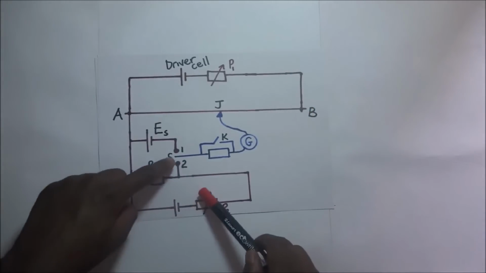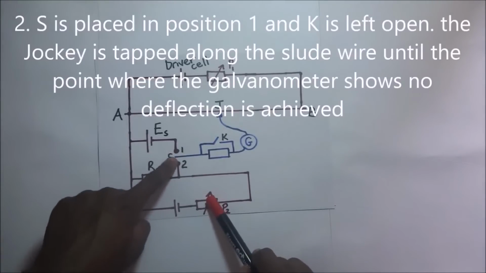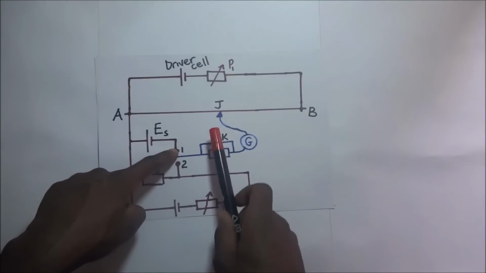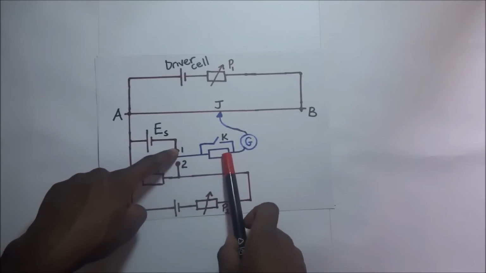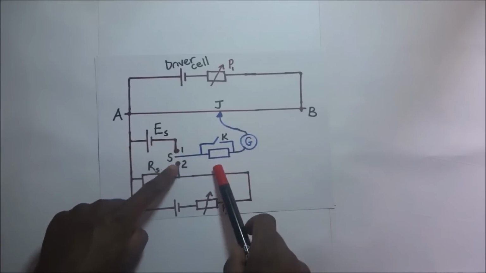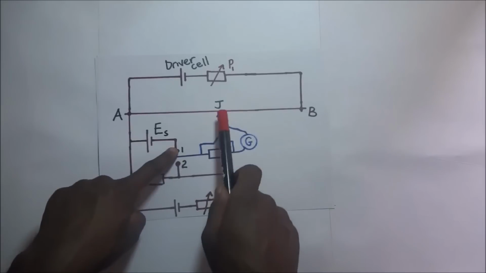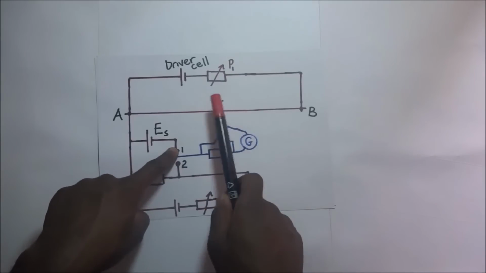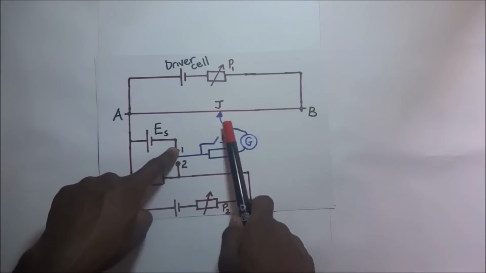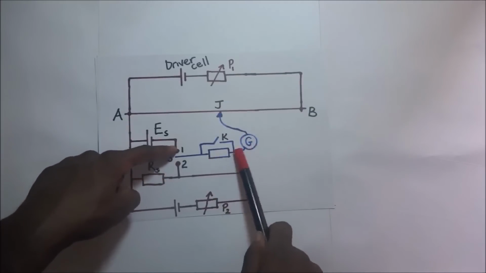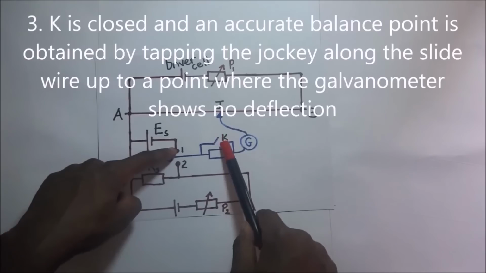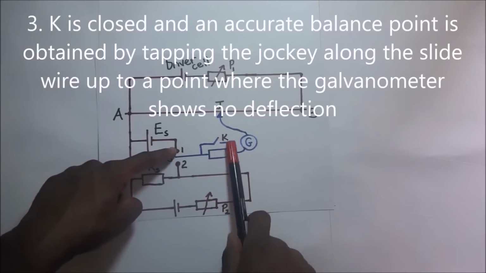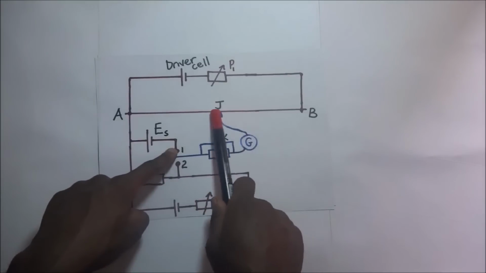We do that by first placing S in position 1, when K is open. Of course, when K is open, it means that the protective resistor is within the circuit. So when S is in position 1 and K is open, we move this jockey along the slide wire AB, and we get an approximate balance point. That approximate balance point is found when the galvanometer shows no deflection. After that, we close K. When we close K, it means that we've bypassed this protective resistor by closing switch K. And then we go ahead and find the accurate balance point.